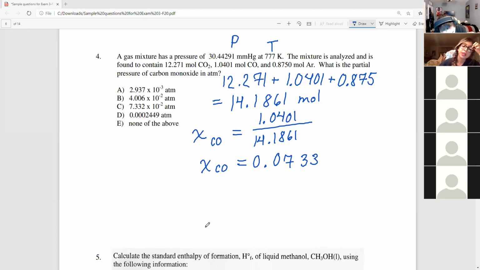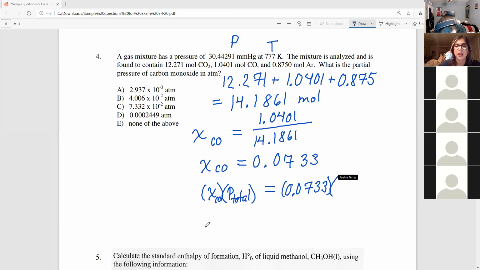So to get the partial pressure of this gas, we're just going to multiply our mole fraction times P total, right? So we get 0.0733 times our total pressure, but they give us pressure in millimeters of mercury. So can we leave it like that? No. We have to convert to atmospheres, right? So 30.44291. I don't know why they give you so many decimals.